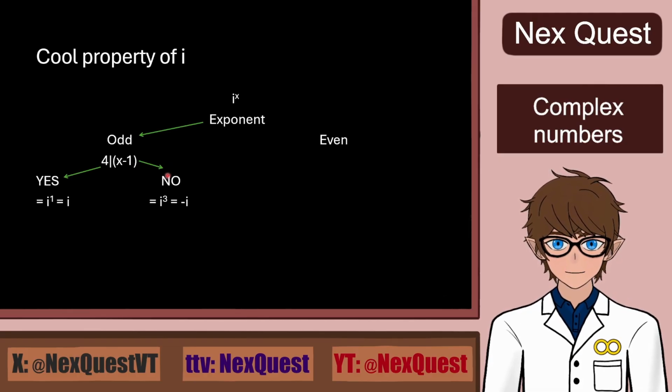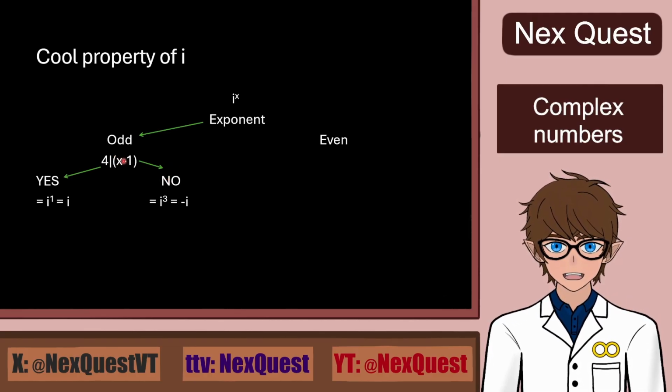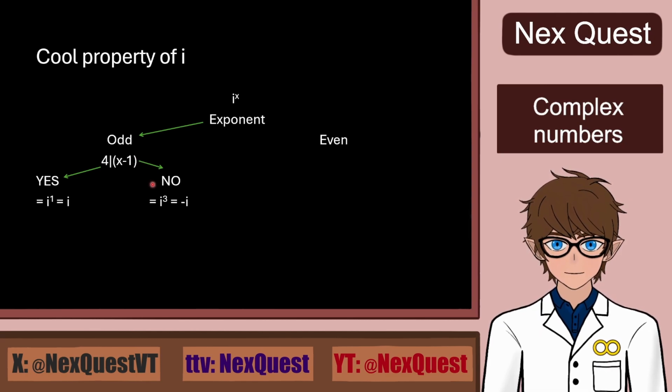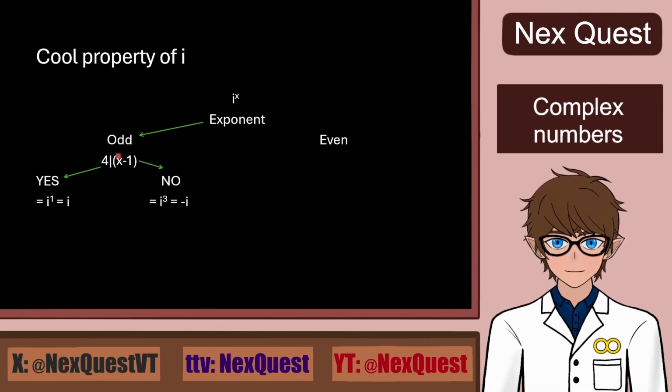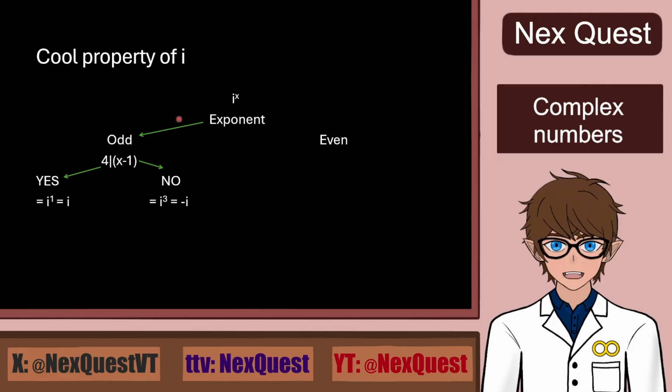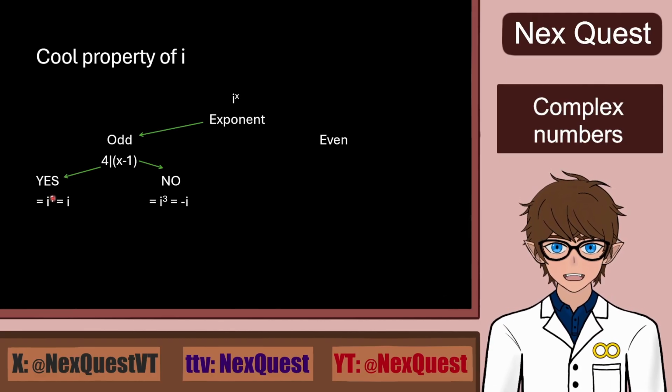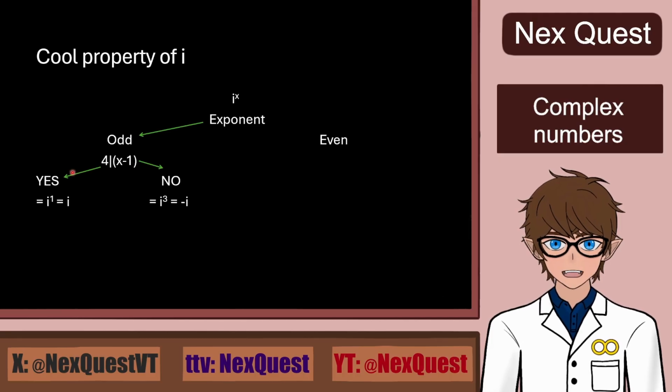When it does, so when it doesn't divide x -1 perfectly, we know that it takes the value of i to the power of 3. So x is some random exponent. For instance, let's say x is 1. If we take 1 away, 0 is technically divisible by 4, but let's say x is 5.